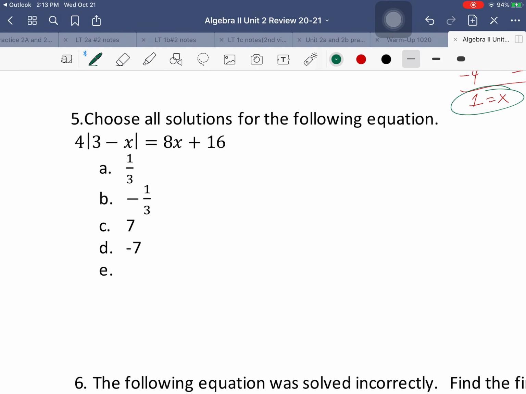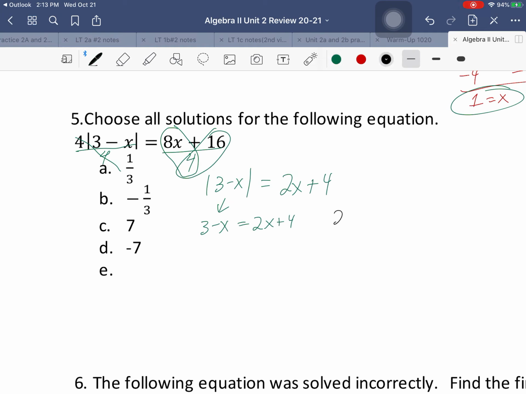All right, next one. Choose all solutions that apply. First step, get the absolute value isolated. Divide by 4. When you divide by 4, the left side stays the same there. Simplify out the 4. We have 8x divided by 4 is 2x. 16 divided by 4 is 4. And we don't know if the right side is positive or negative, so we're just going to keep going as if it's positive. Because of that variable, the x, we don't know. 3 minus x equals, I put a negative 1. You can really just change the signs of each term in the binomial. And that would work also. So get my like terms together.